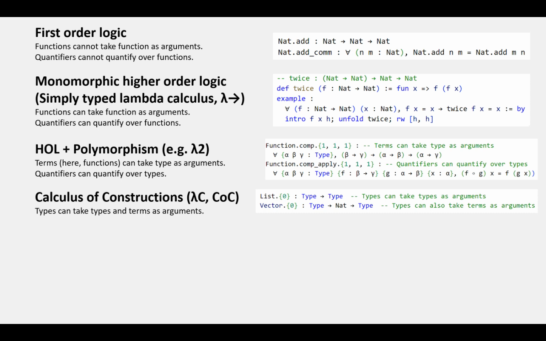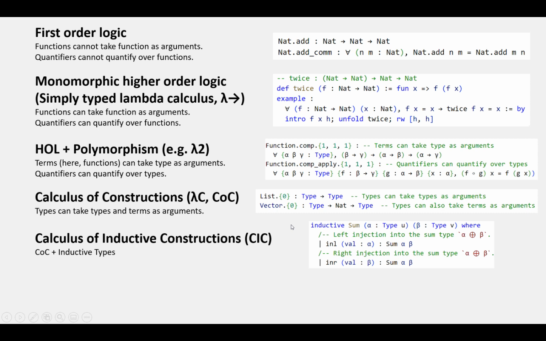To make it more expressive, we can also allow types to take types and terms as arguments. Okay, so now we get to the calculus of constructions. So for example, list takes a type as argument, and vector takes a type and a term. So this Nat is a term as arguments. If we add inductive types to calculus of constructions, we get calculus of inductive constructions.